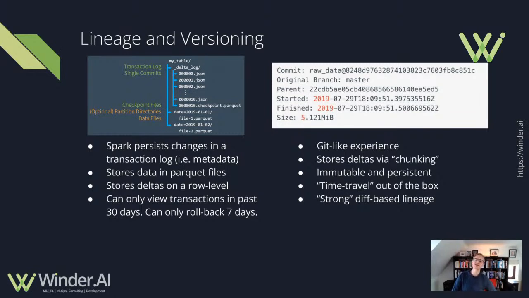So the transactional data by default is only stored for 30 days, and the raw data, the actual Parquet files, are compacted every 7 days. So that means that you can only reliably go back 7 days to past data. So that's problematic in use cases that require lineage for a longer period of time.